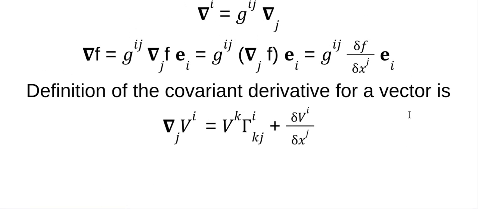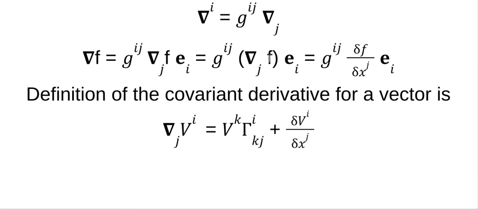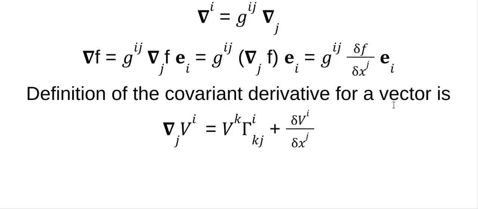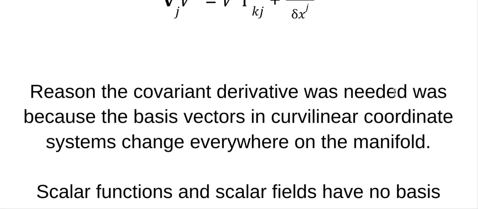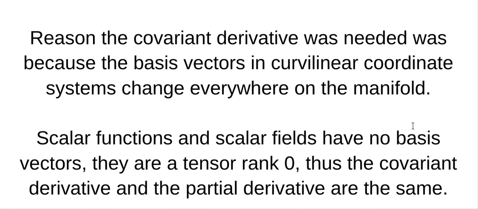Well, what are we dealing with here? That's a scalar field or a scalar function, either one, it doesn't matter. So scalar functions, scalar fields have no basis vectors. They are tensor rank 0. Thus, the covariant derivative and the partial derivative are the same thing.